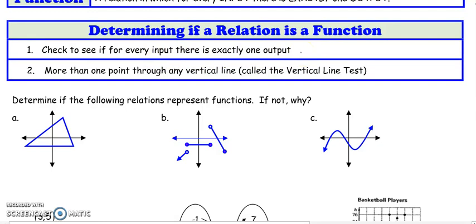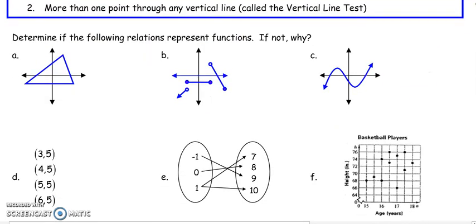So for instance, 2, 4. That's great. That works. But if you've got in your list 2, 4, and you've also got 2, 7, well, now when you put in 2, you've got a 4 and you got a 7. That's a big no-no. Okay, that is not a function. It's a relation. It's not a function. More than one point through any vertical line. Because if you think about a vertical line and there's points on it, you've got an input with 2 outputs.